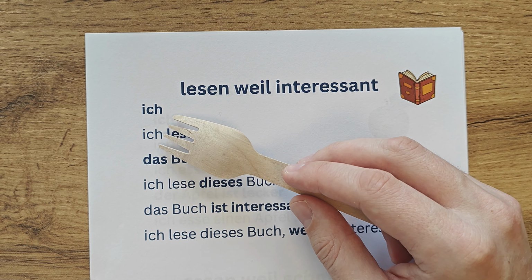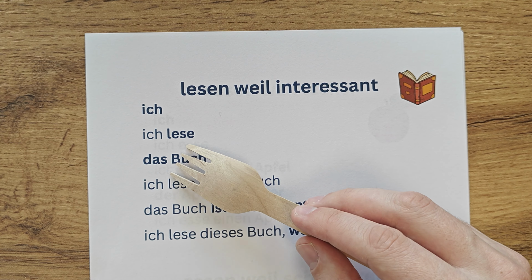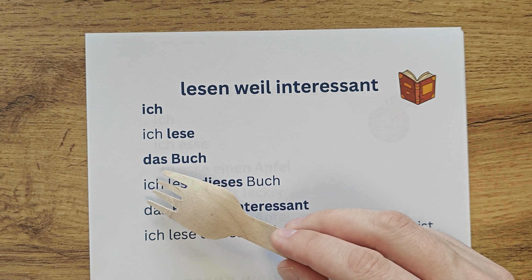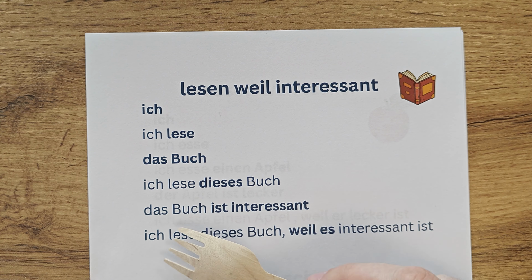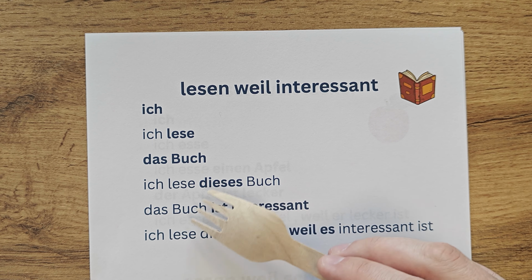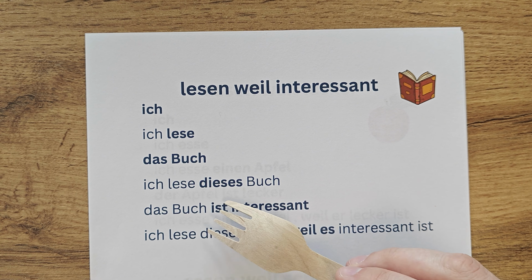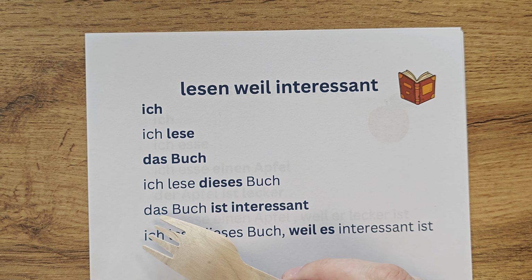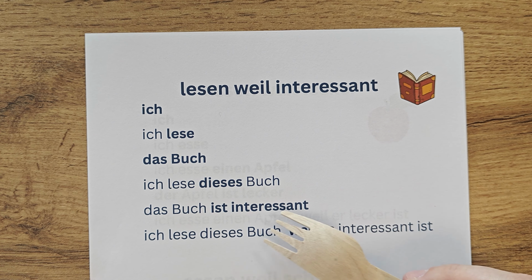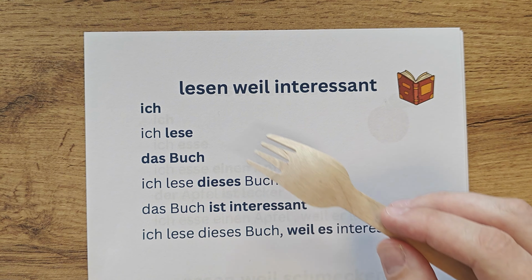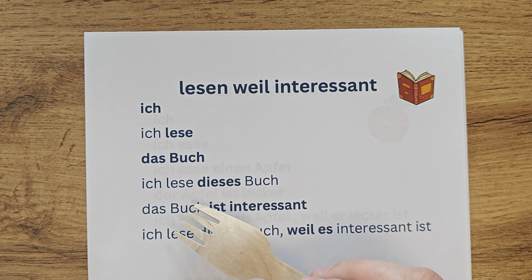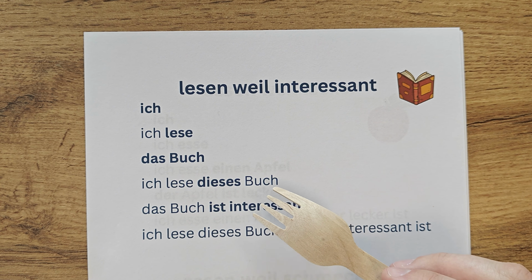So we start with ich lese, I read. Das Buch, the book. Ich lese dieses Buch, I read this book. Das Buch ist interessant. The book is interesting. And now if we use weil, we want to say, I read this book because it is interesting.